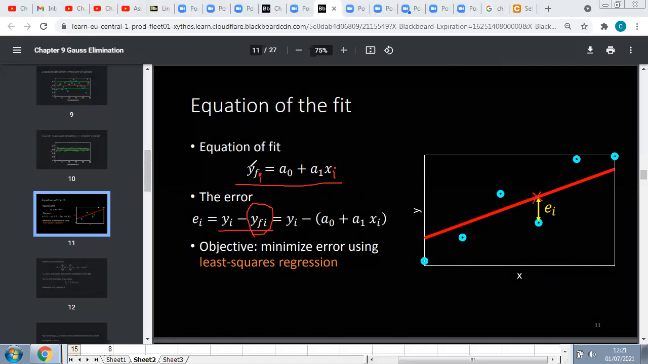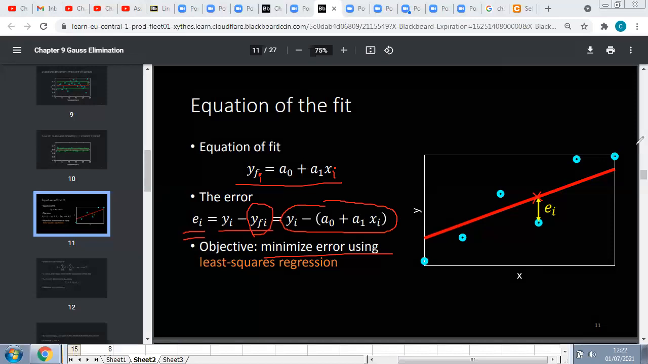So yf at i is equal to a0 plus a1 xi. And now I can say that the error at i is equal to yi minus (a0 plus a1 xi). And what is my purpose here? My purpose is to minimize the total error.